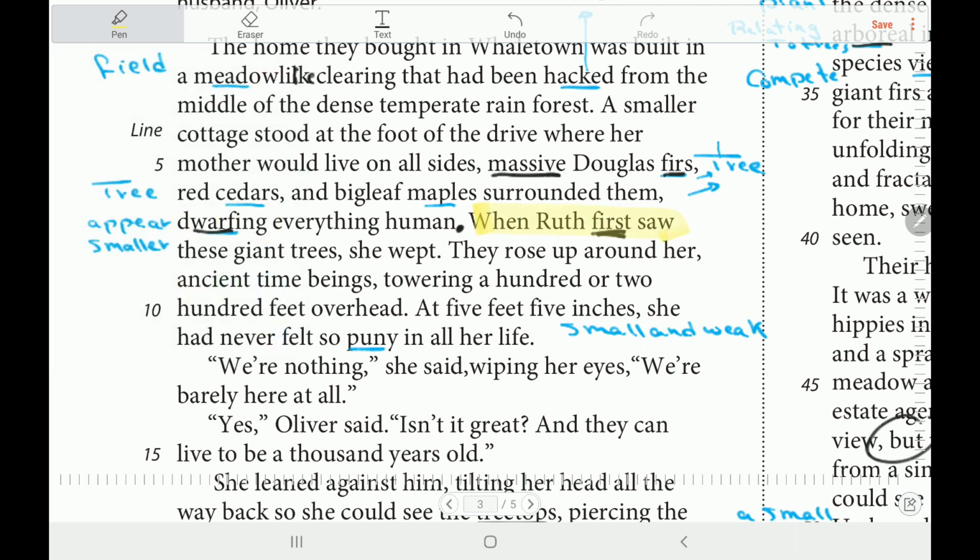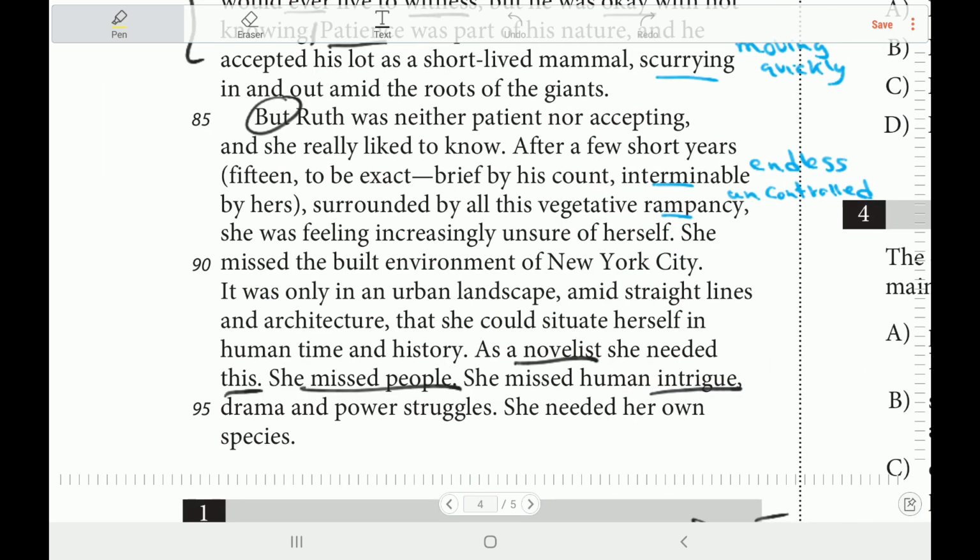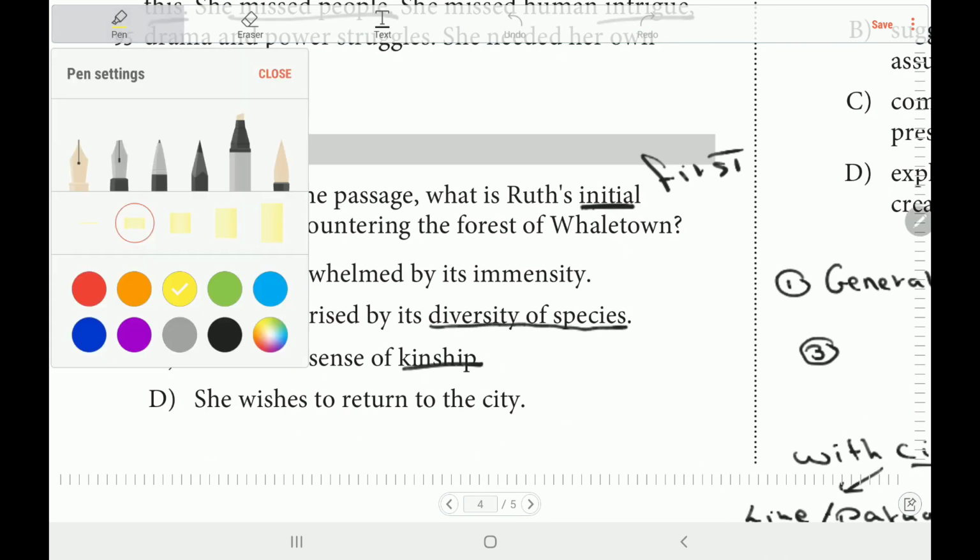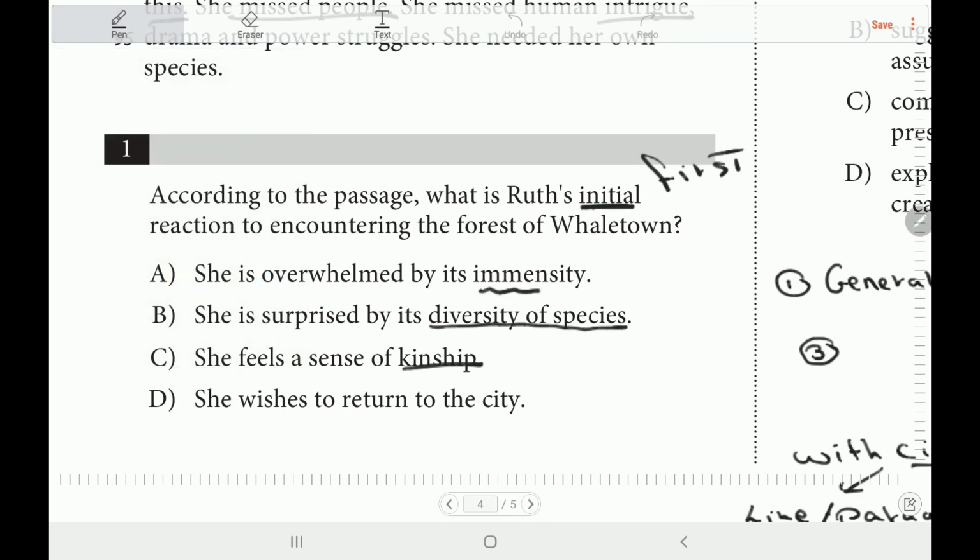When Ruth first saw these giant trees, she wept. They rose up around her, ancient time beings towering 100 feet overhead. At 5 feet 5 inches, she had never felt so puny in her life. So it's about the height. It's about immensity. Look here. So it's all about the immensity, how huge they are. So it's A.